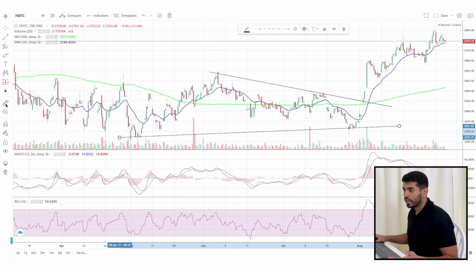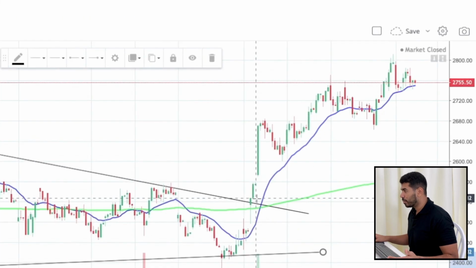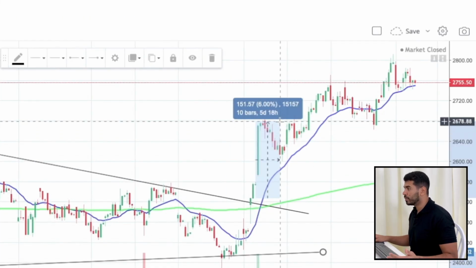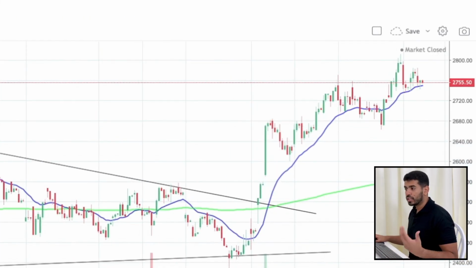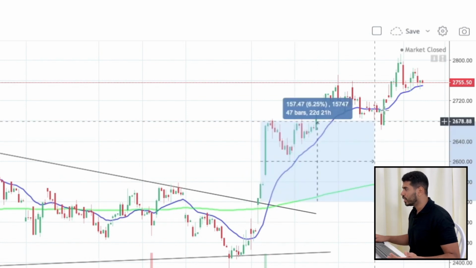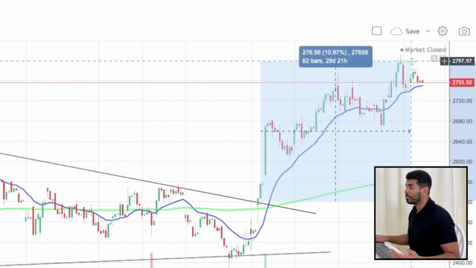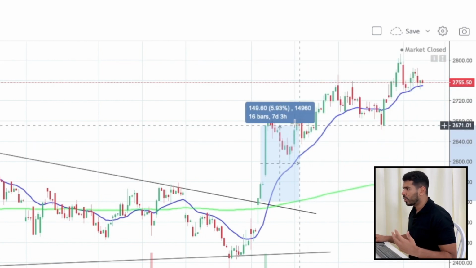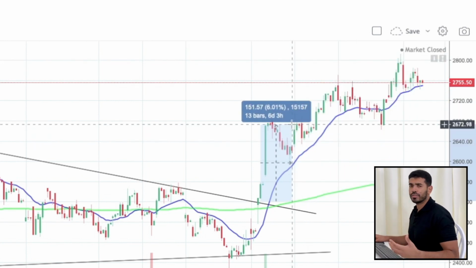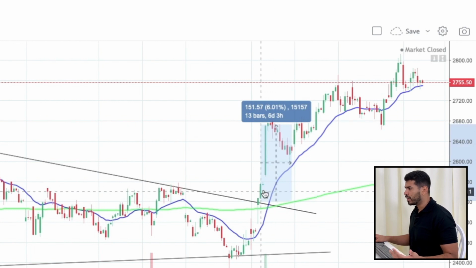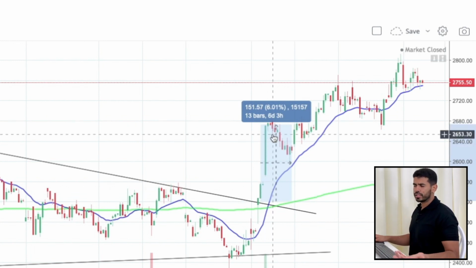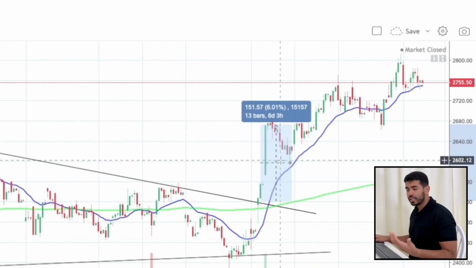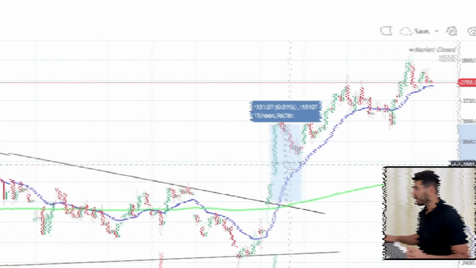The kind of return which you can expect from here is 5 to 6% in the first day, and if you continue holding the stock, you are able to get at least 10% return easily, and the stock is still going up. So a 5% or 6% return is easily something which you can expect, right? If you enter somewhere over here, at least a 5% return you are able to get within a 2 or 3 days time frame.